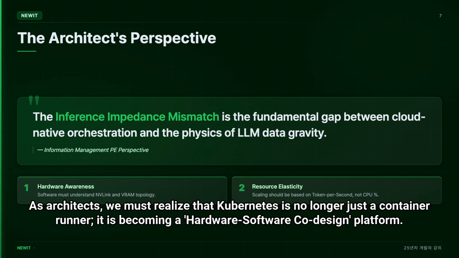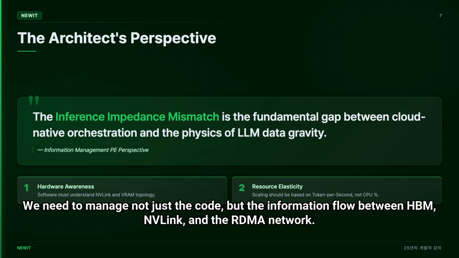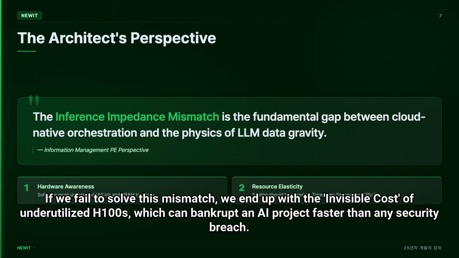becoming a hardware-software co-design platform. We need to manage not just the code, but the information flow between HBM, NVLink, and the RDMA network. If we fail to solve this mismatch, we end up with the invisible cost of underutilized H100s, which can bankrupt an AI project faster than any security breach.